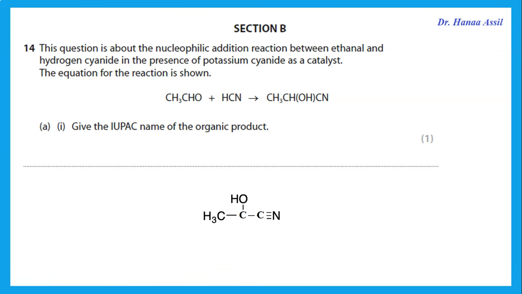Remember, the CN group is a cyanide group, or it forms a nitrile. So I'm going to choose that as the longest chain. How many carbons do I have in that chain? I have the carbon of the CH3, the carbon of the OH, and the carbon of the CN. So this is 3 carbons. So this is something propane nitrile. That's how we name it. And then I have a hydroxyl group on the second carbon. So this is 2-hydroxypropane nitrile.